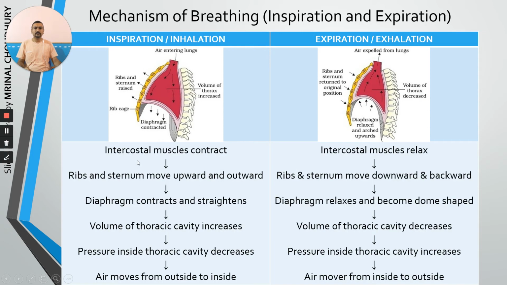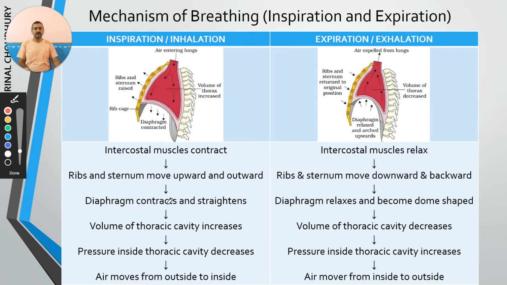Now, if we look at the mechanism of breathing, there are two processes: inspiration, or inhalation, and expiration, or exhalation. If you understand one process, the rest you will understand by yourself, very easy. We start with the intercostal muscles, the muscles between the ribs. When the intercostal muscles contract, the ribs and the sternum move upward and outward. As a result, the volume inside the rib cage will increase.